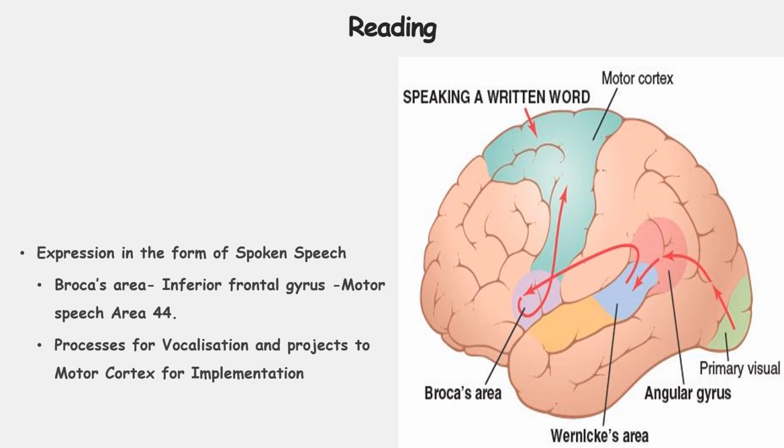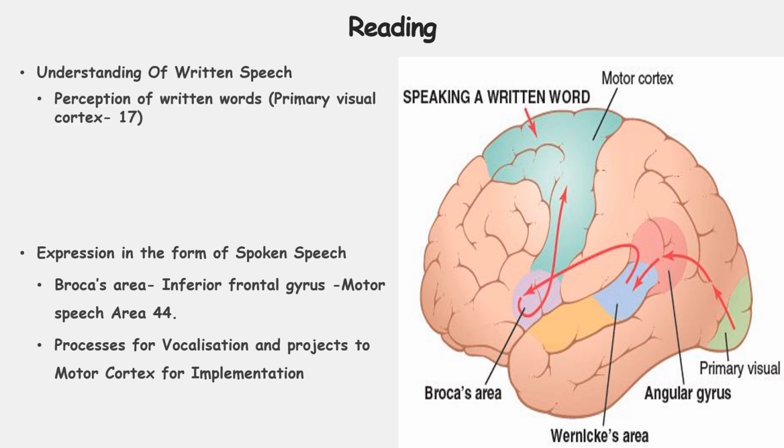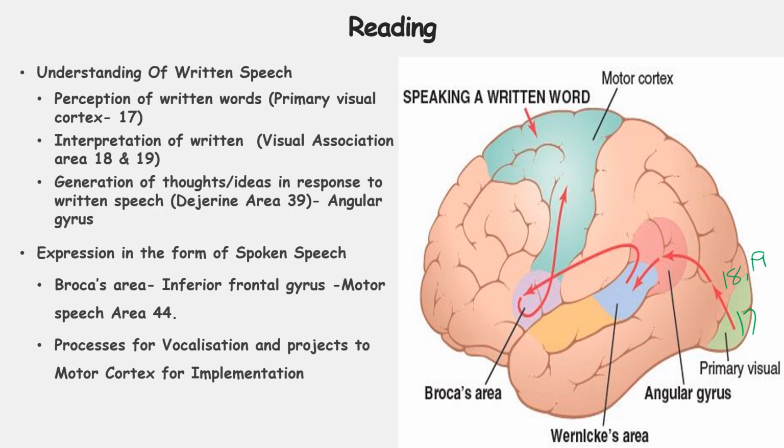And then reading, how they see and read. Understanding of the written speech happens in the primary visual cortex. They perceive the written words, and the interpretation happens in the secondary visual areas 18 and 19. Then generation of thoughts and ideas in response to the written speech happens in the angular gyrus, area 39. Then it moves to Wernicke's area, and then through the arcuate fasciculus to Broca's area 44, and from there it goes for vocalization to the motor cortex 4. This is how they read.